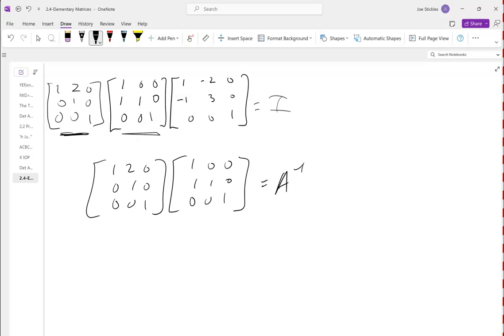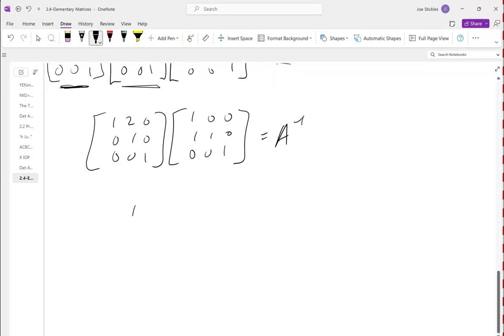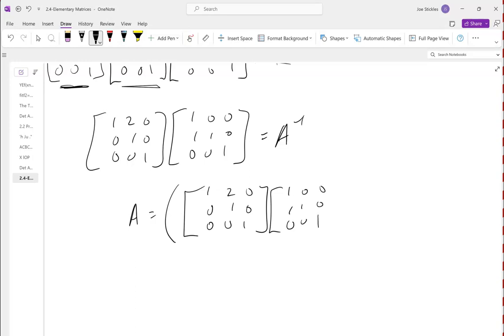How do you think I can get back to the original? What do you think we should do? Yeah, fine. Well, I just need to undo this inverse idea, right? Do the inverse on both sides. So A must be the inverse of that product. Well, we talked last time, right near the end of class, how do you do the inverse of a product?